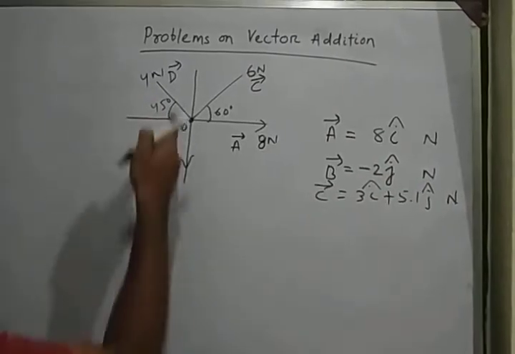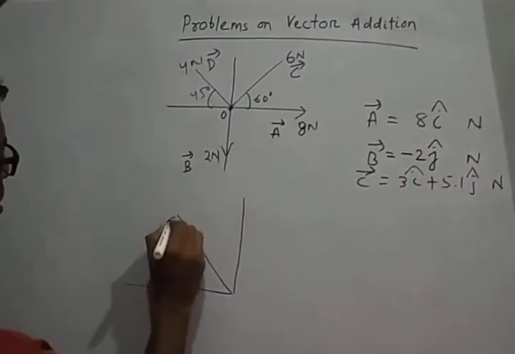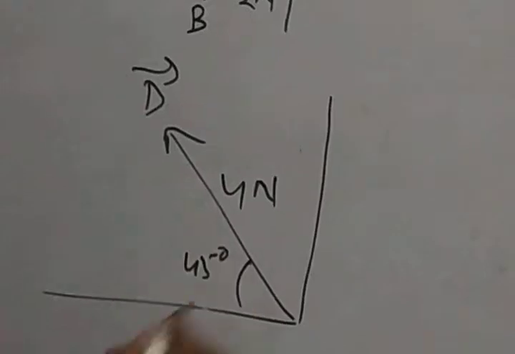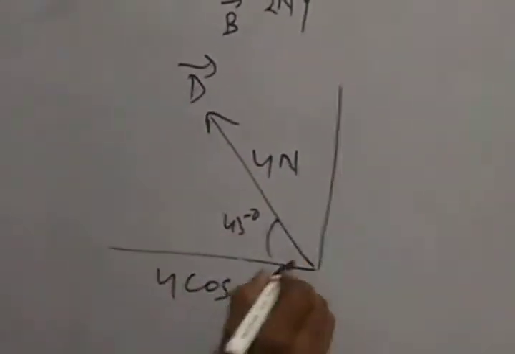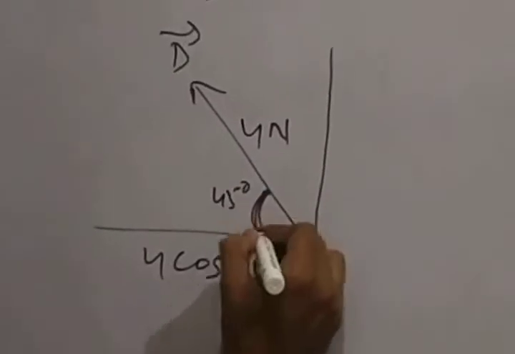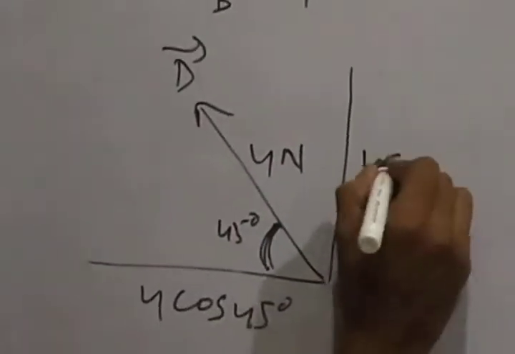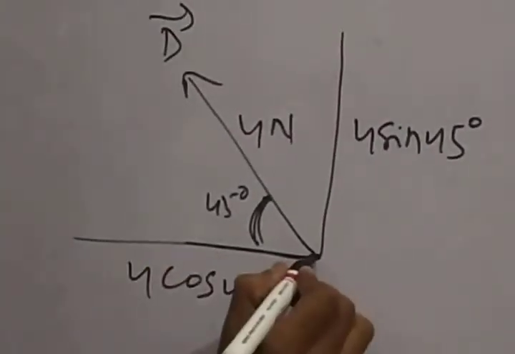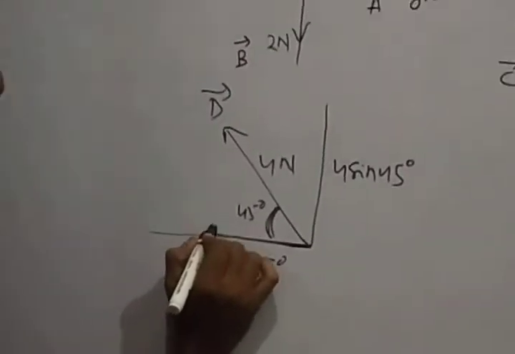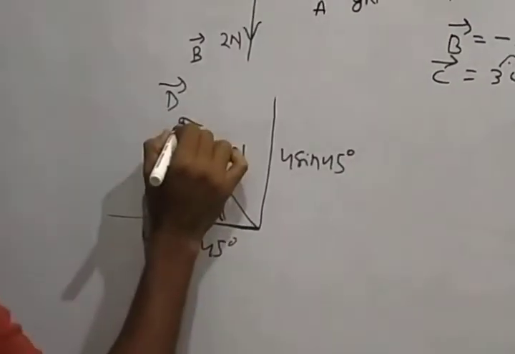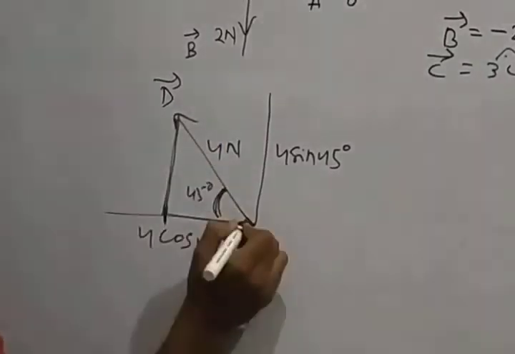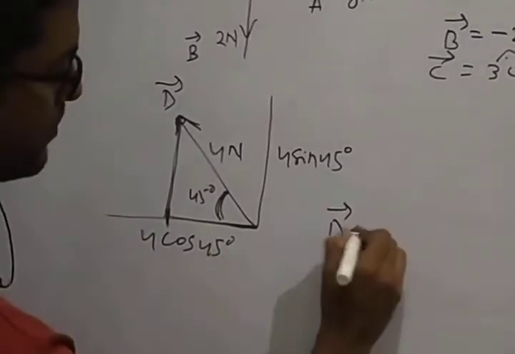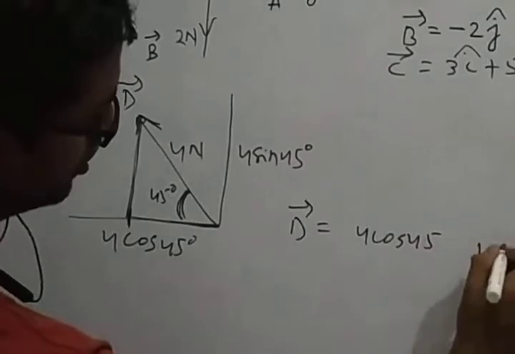Now I am going to represent this D vector. So I am zooming this picture out. This is my D vector and the magnitude is 4 Newton. Since this is 45, this will be 4 cos 45, because the side which is attached to that acute angle will be cos, the other side will be sine, 4 sin 45. So if I go 4 cos 45 along negative x-axis and again 4 sin 45 along positive y-axis, then I can reach a point which will make the D vector. So my D vector will be 4 cos 45, 4 sin 45.